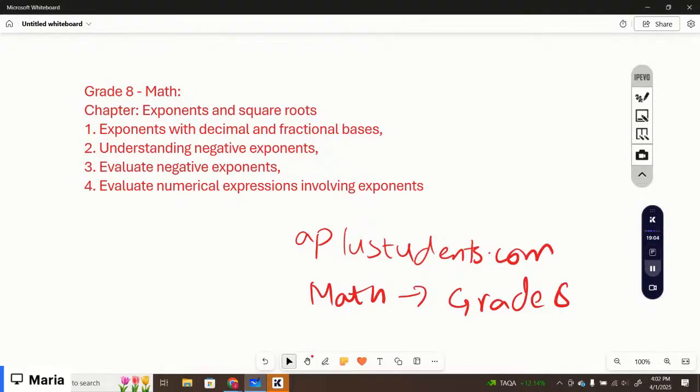We're going to start with the chapter Exponents and Square Roots. The lessons we're going to cover today are exponents with decimal and fractional bases, understanding negative exponents, evaluating negative exponents, and evaluating numerical expressions involving exponents. Please make sure you have your notebook and pencil so that you can note down the important examples and definitions as well.